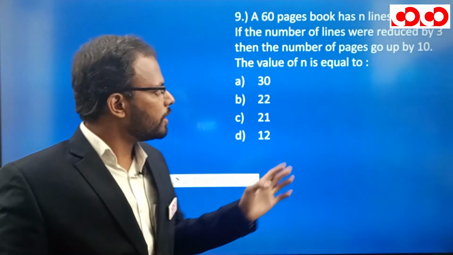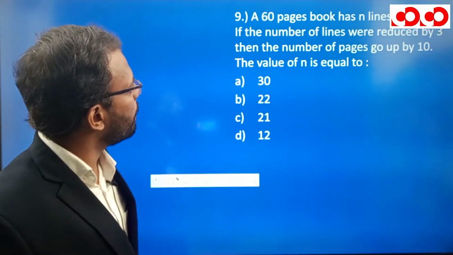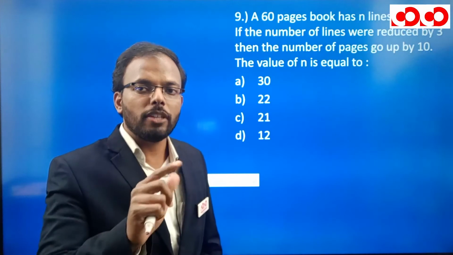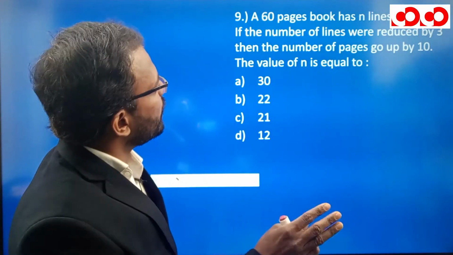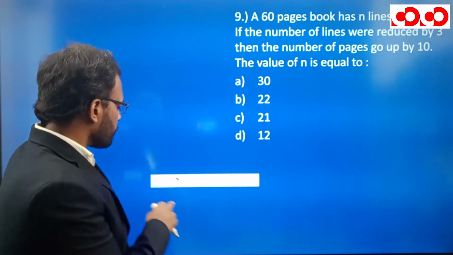So another question is here which is based on average. Let's try to solve it. See, the question is: a 60 pages book has n lines per page. That is, every page is going to have n lines in it. If the number of lines were reduced by 3, then the number of pages go up by 10. What is the value of n?